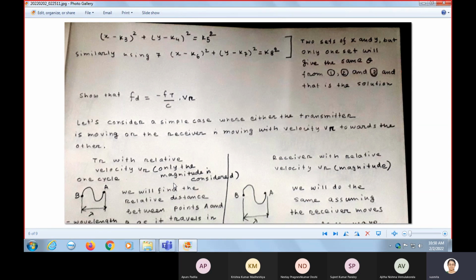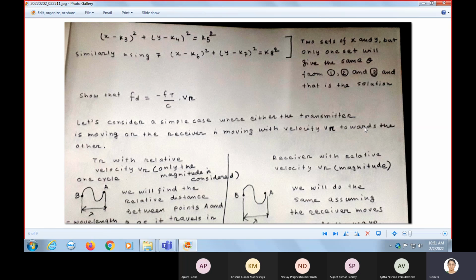Next, Doppler. We are supposed to show that the Doppler shift Fd is equal to minus Ft by c into Vr, where Vr is the relative velocity along the line of sight. So this is the line along which the relative motion between the transmitter and the user, the receiver, occurs. Now to visualize this, we'll consider a simple case where either the transmitter is moving or the receiver is moving. So we are going to consider two cases separately. Transmitter is moving and then receiver is moving, and the relative velocity is Vr.